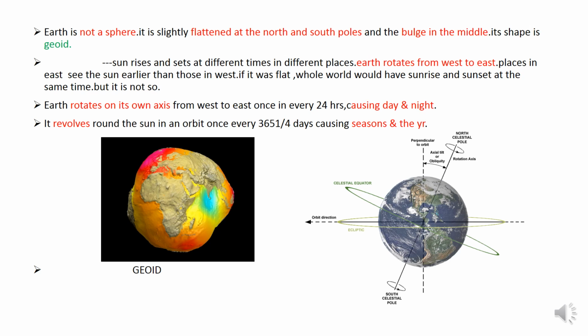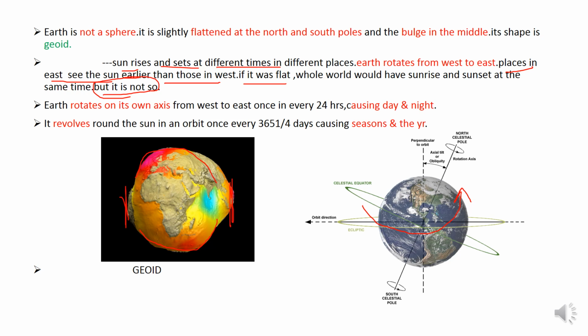Earth is not a sphere. It is slightly flattened at the North and South Pole and bulges in the middle. So its shape is a geoid. As we know, the sun rises and sets at different times in different places. Earth rotates from west to east. Places in the east see the sun earlier than those in the west. If it was flat, the whole world would have sunrise and sunset at the same time. But it is not so. This shows that Earth is not flat.